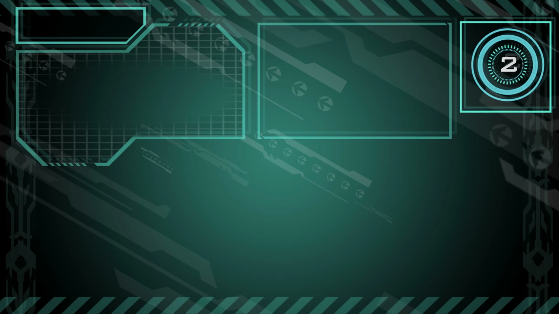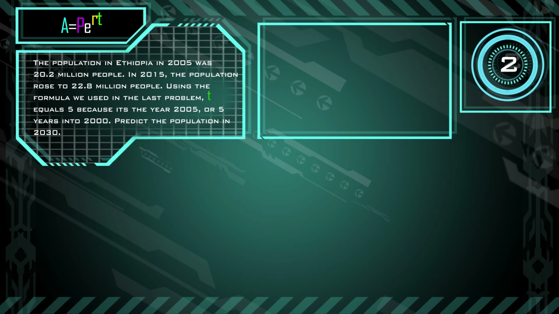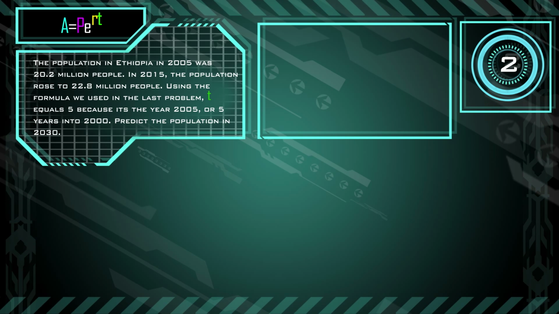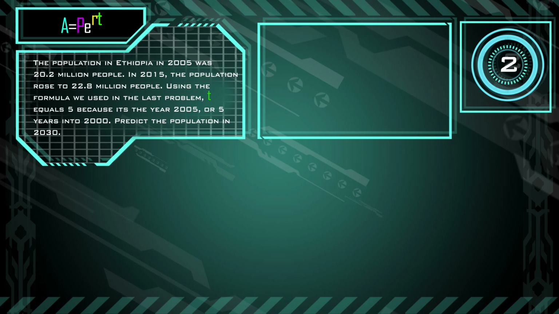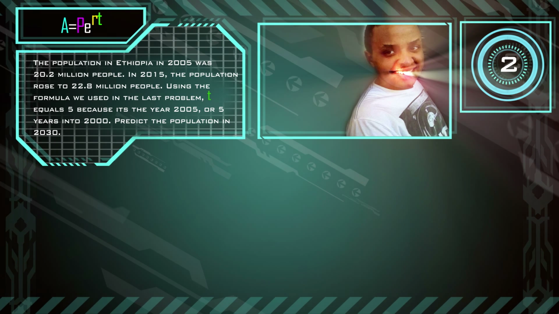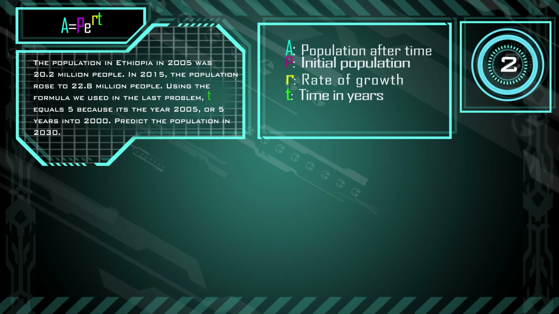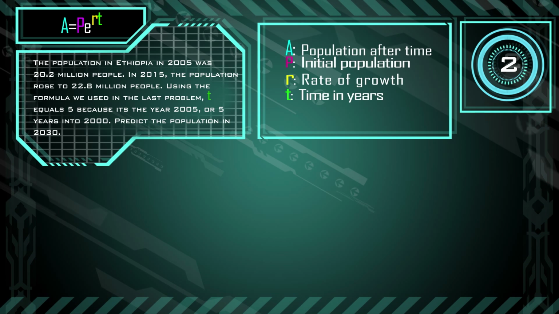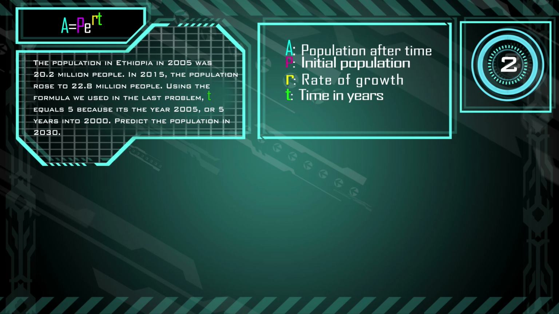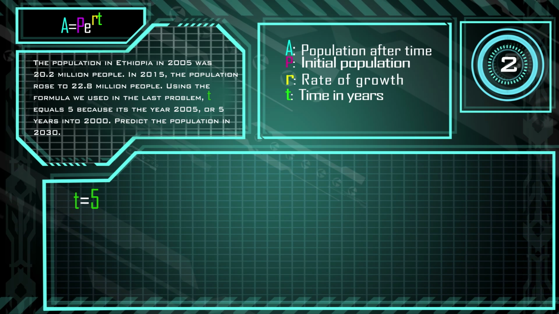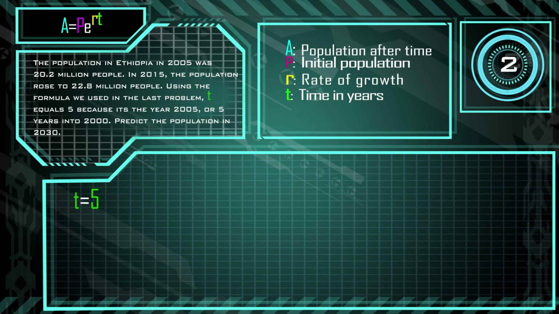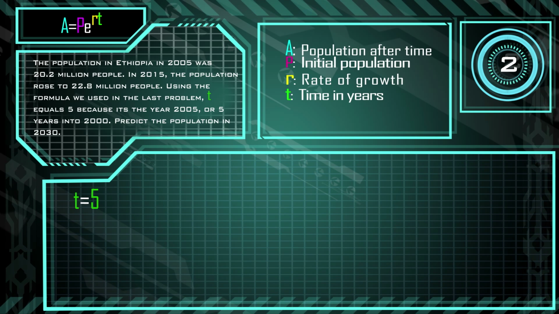Example 2. The population in Ethiopia in 2005 was 20.2 million people, including Andy. In 2015, the population rose to 22.8 million people, including Andy. Using the same formula we used in the last problem, A equals P multiplied by e raised to the power of R multiplied by T, where T equals 5 because it's the year 2005, or 5 years into 2000. Predict the population in 2030.